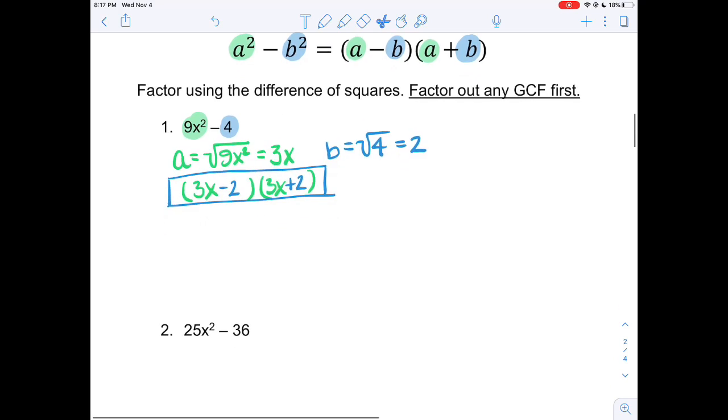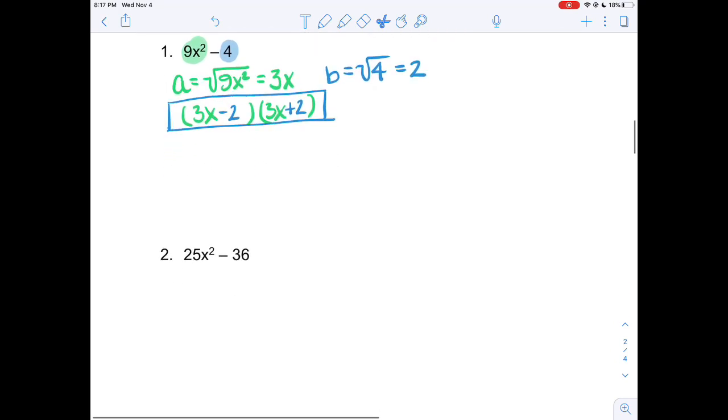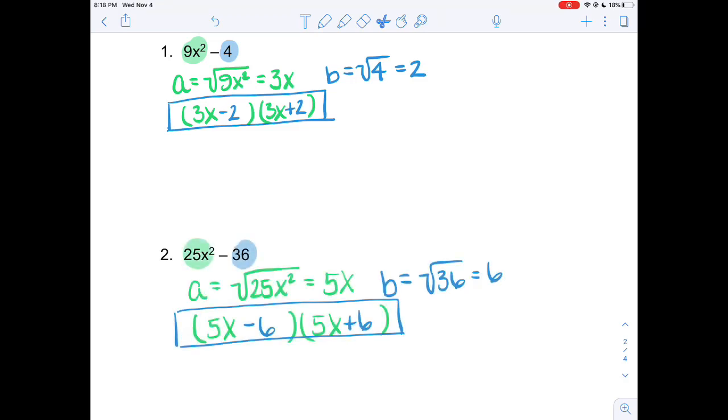Let's go ahead and look at number 2. I would like for you to try this one and then come back and see how you did. All right, so on problem number 2, I'm going to identify my a squared as being 25x squared. So a is the square root of 25x squared. The square root of 25 is 5, and the square root of x squared is x. My b squared term is 36, and the square root of 36 is 6, so b is 6. So I can set up my parentheses with 5 x's at the front, 6's at the back, one with a positive and one with a negative.